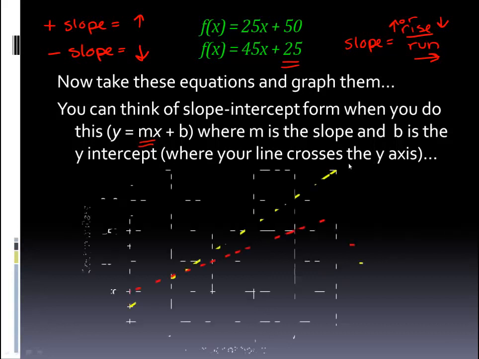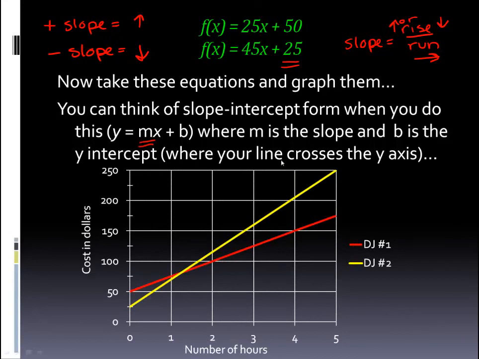All right, so here's basically what we're looking at. How do you know which one's which? Well, this is 25x plus 50. So let's see where there's a 50 that crosses the y-axis, right there. And that 25x is our slope. Remember, we can write 25x as 25 over 1x. So since it's positive, I would go up 25 and then over 1.